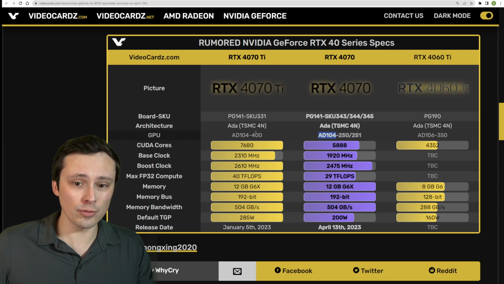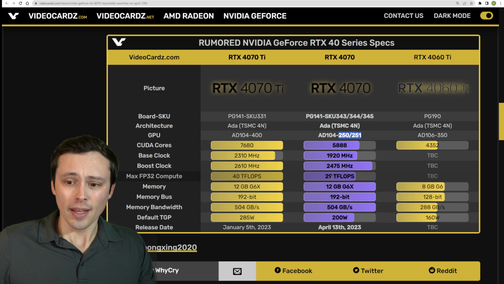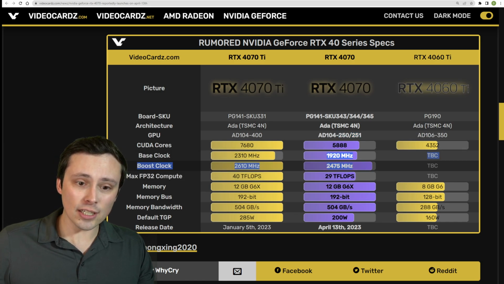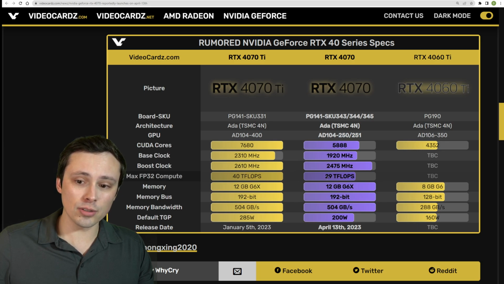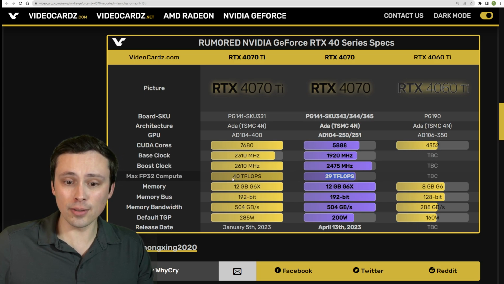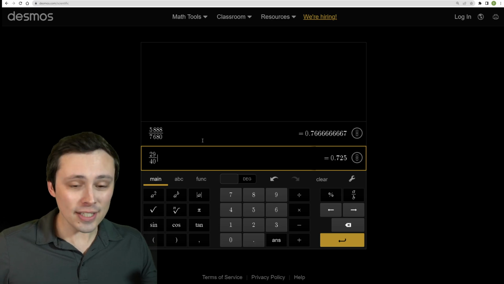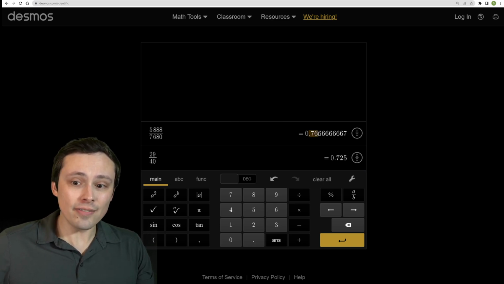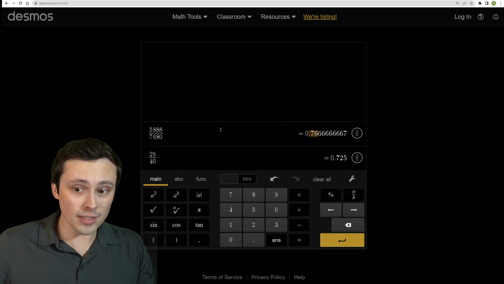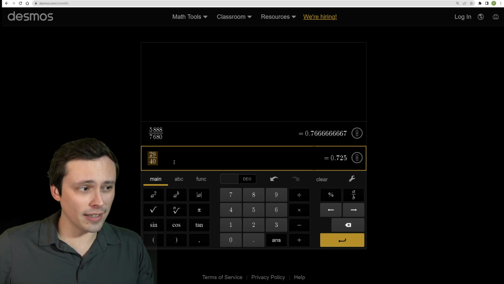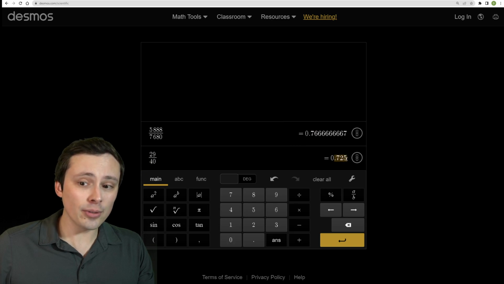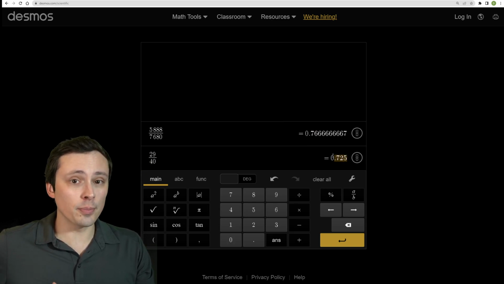They're both coming in on the AD104 GPU, although the 4070 Ti has the full AD104-400 version, whereas this will be an AD104-250 or 251 model on the 4070. Now, if these clock speeds actually work out with these CUDA cores, this would come out to 29 teraflops of FP32 compute versus the 40 teraflops on the 4070 Ti. So if I bust out a calculator, this means that we would have about 77% of the CUDA cores of the 4070 Ti. And if the teraflops calculation actually worked out, we would have about 72.5% of the FP32 performance.